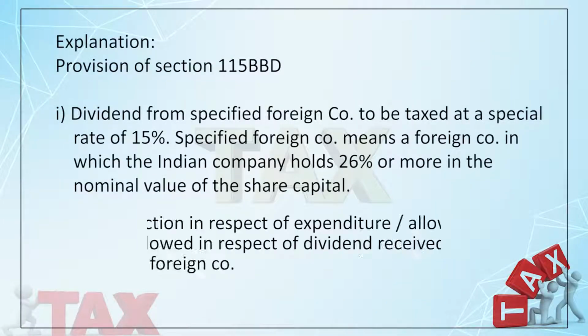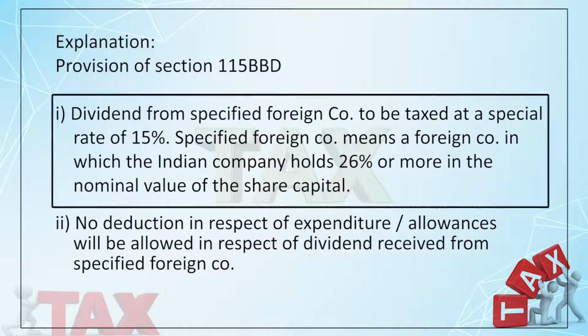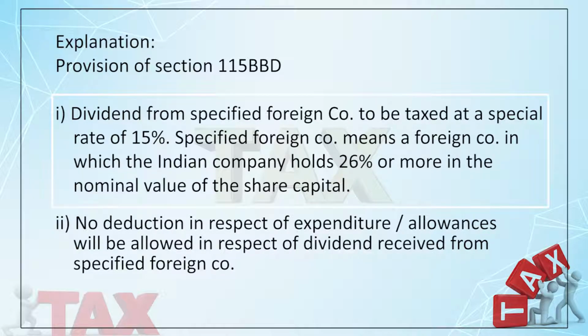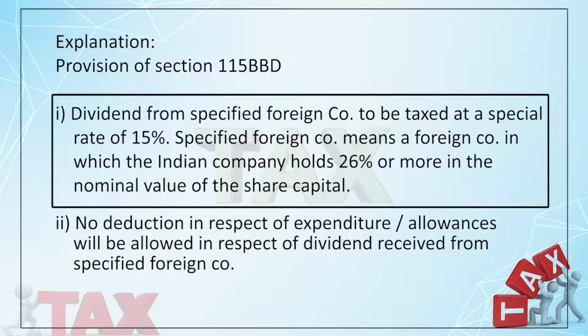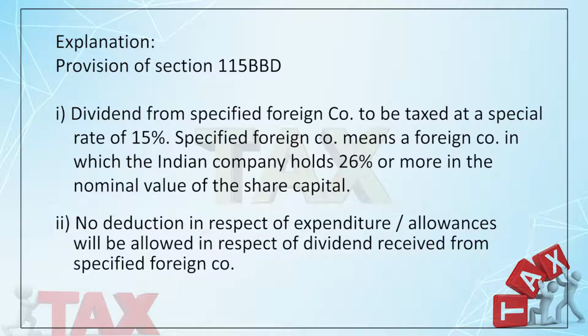Here you have to check again, in case of specified foreign company, no deduction in respect of expenditure or allowance will be allowed in respect of dividend received from specified foreign company. So, you have to keep in mind two points. One, you have to check whether it is a specified foreign company or not. If it is a specified foreign company, the dividend received from such company will be taxed at the rate of 15%, and in respect of such dividend, no expenditure or allowance will be deducted. So, two points to be remembered.